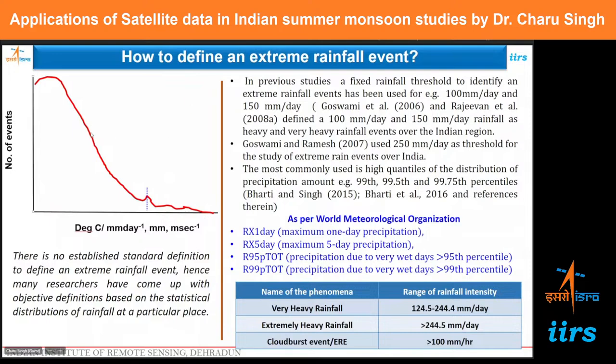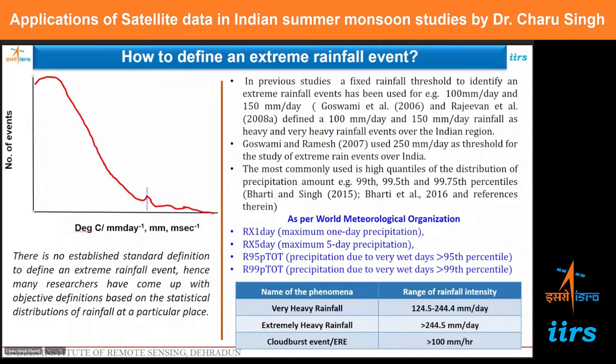However, earlier people have used an objective definition to define the extremes, taking a specific threshold like 150 millimeter per day, or 100 or 150. But now people are also using statistical or high quantiles like the 99th percentile, 99.5th percentile. Apart from that, the World Meteorological Organization has given other indices to find out the extremes, like maximum 1 day precipitation, maximum 5 day precipitation, or precipitation due to very wet days or very, very wet days.